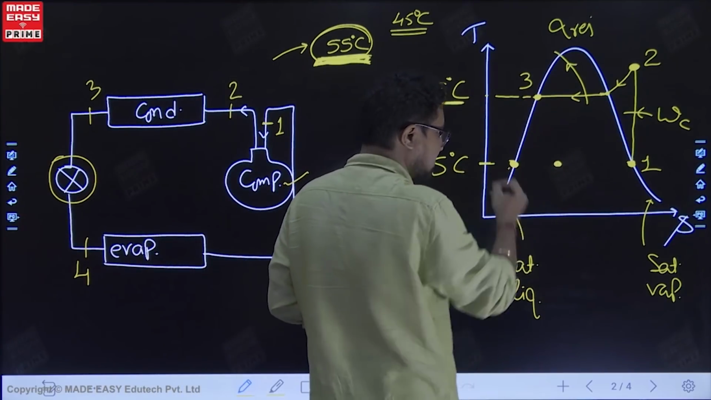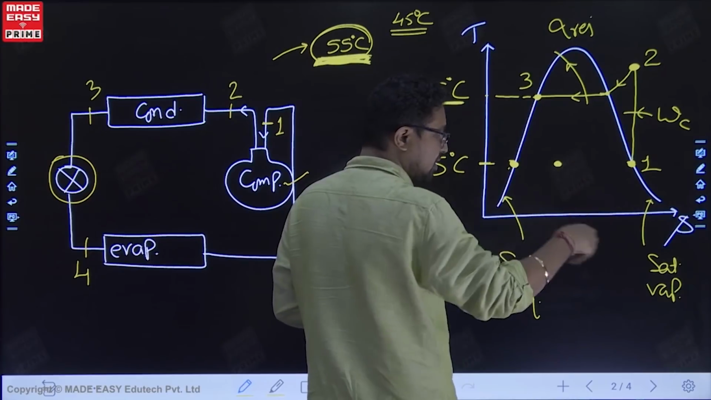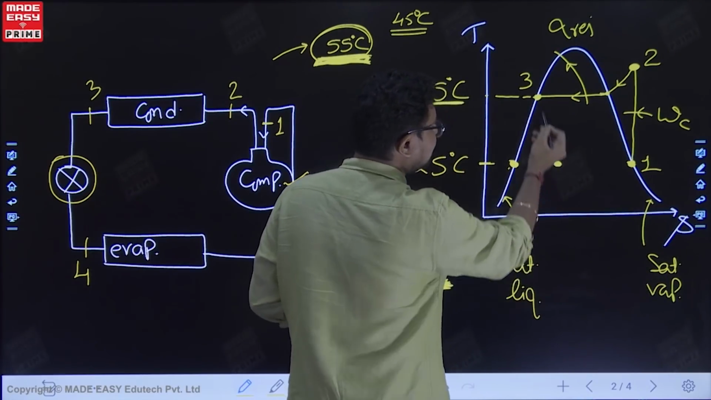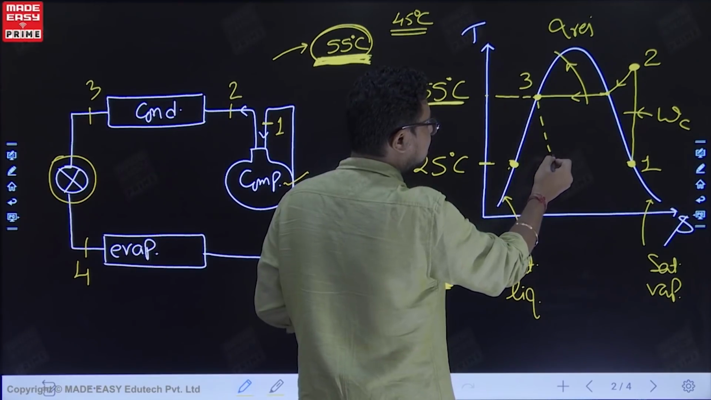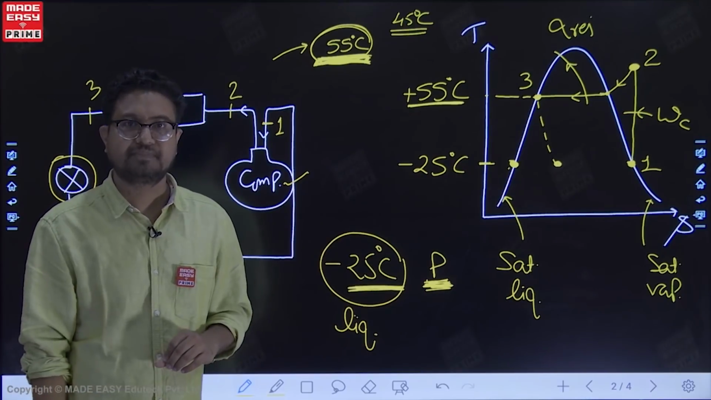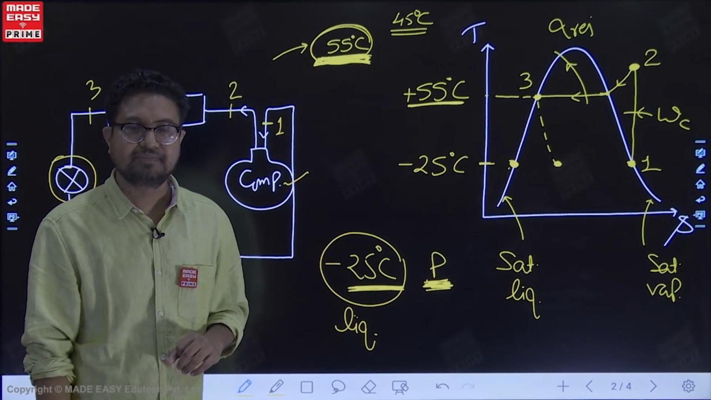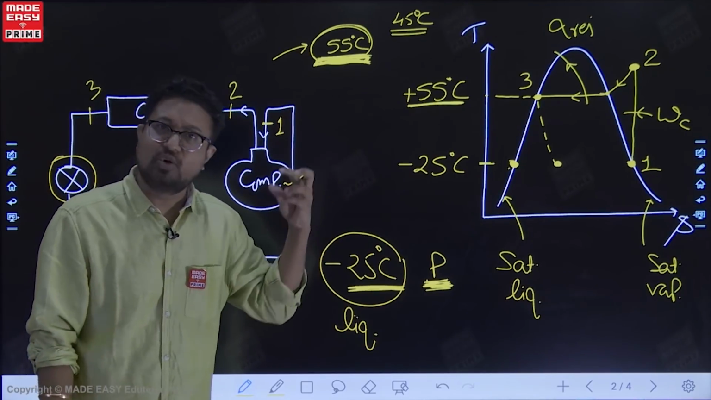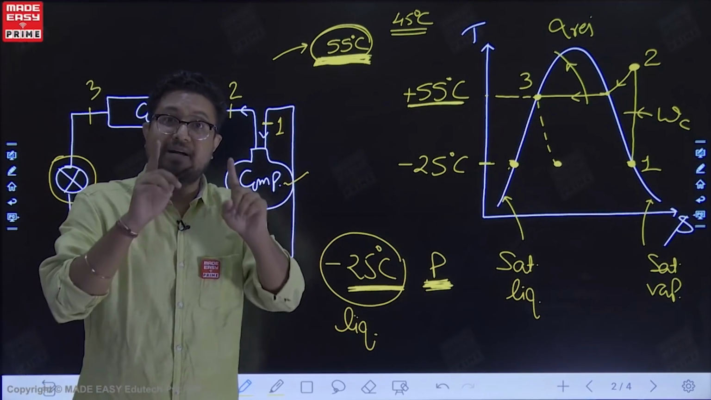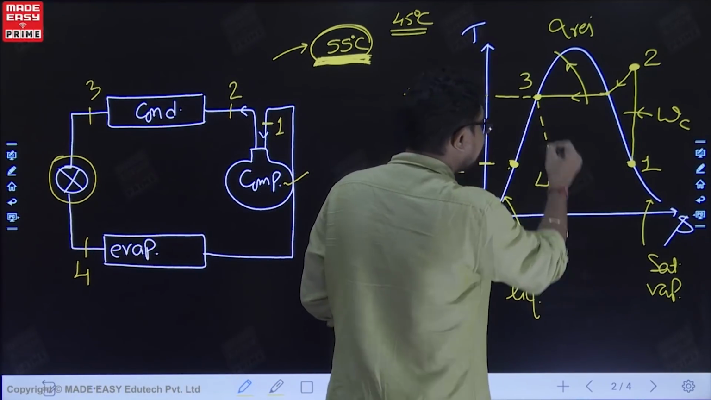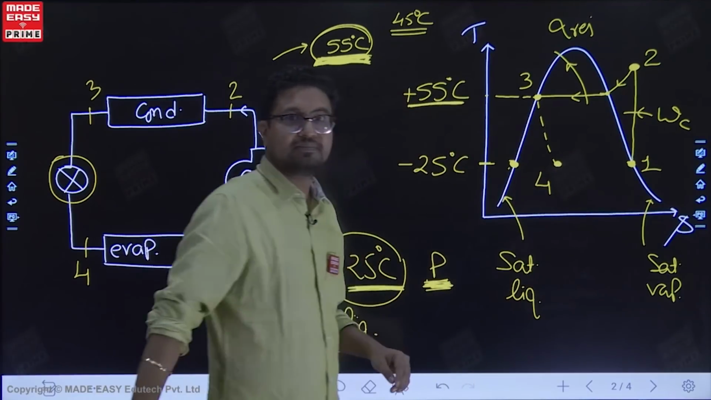This is a very fast process. Because we are doing throttling, it is irreversible. So, entropy will be slightly higher than before, right? So, we have a resultant mixture at very low temperature and pressure, but the enthalpy will be the same. Energy is not changing.